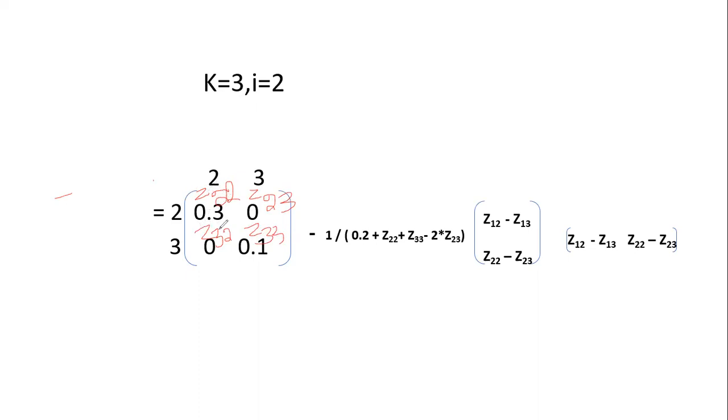Z22 means the 0.3. Okay, minus 1 by ZS means the element that will be added in between the two old buses. Okay, that is the 0.2 plus Z22. Okay, what is the value for that Z22? That is equal to 0.3. Okay, therefore Z22 equal to 0.3 plus Z33.